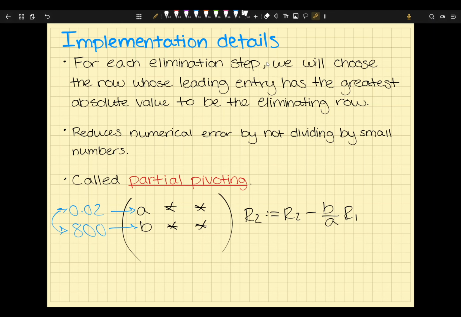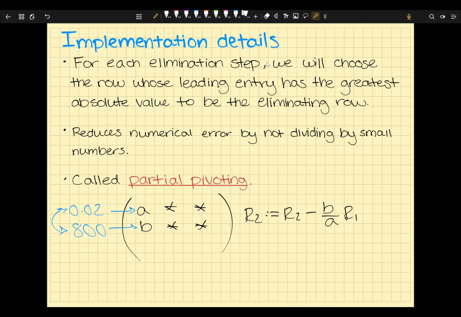Depending on time, we might do this today. We might not. If we don't, it's good to know, and I would encourage you to also include this in your own implementation. Okay, so this is called partial pivoting.